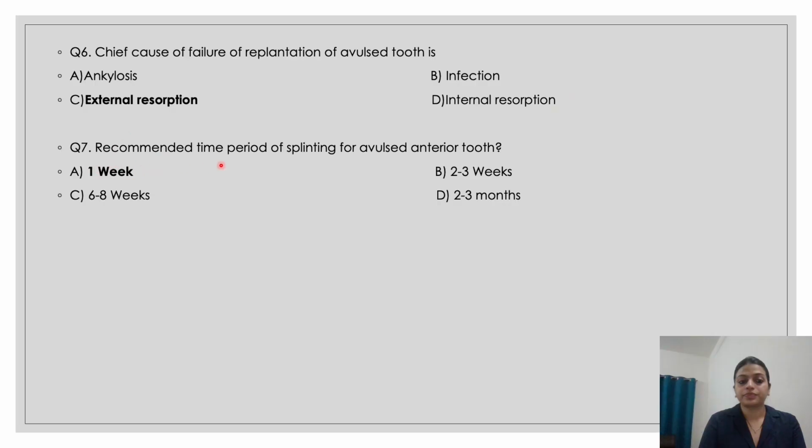Then the last question which I'll discuss is the recommended time period for splinting of avulsed tooth. Simple. I have been emphasizing that it should always be 1 week, not more than that. Okay, for an avulsed anterior tooth. So these were some of the questions which I found might be important to discuss.